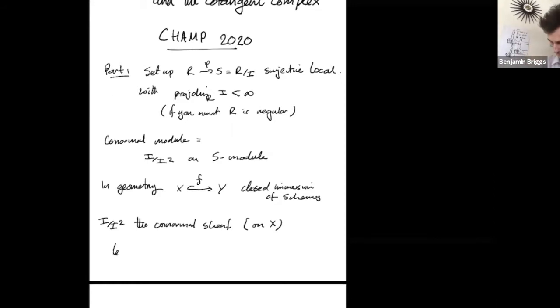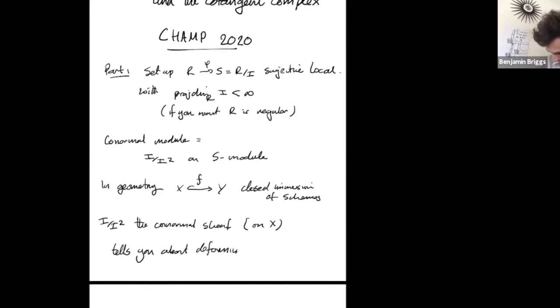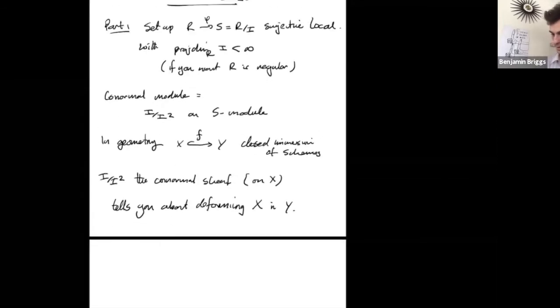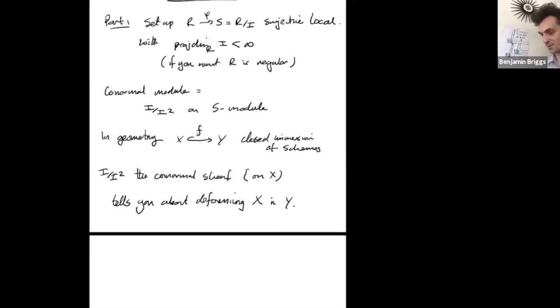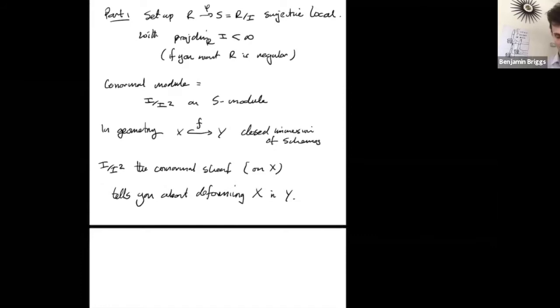So it tells you something about the directions that you can deform X inside Y, how to deform X in Y. For algebraic geometers at least, it's important because of some deformation theory stuff. But I will try to tell you it's important because of complete intersection stuff as well.